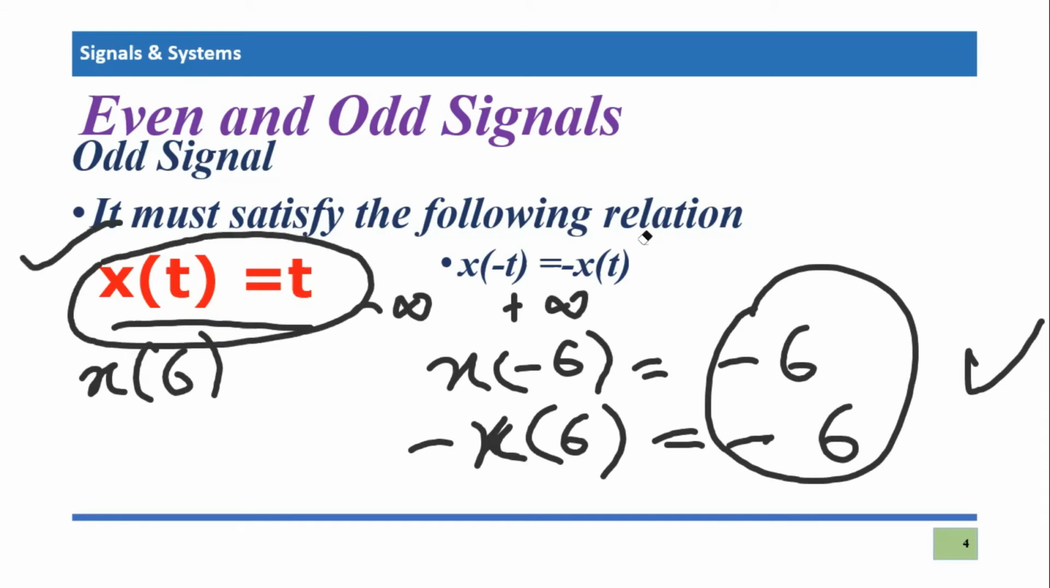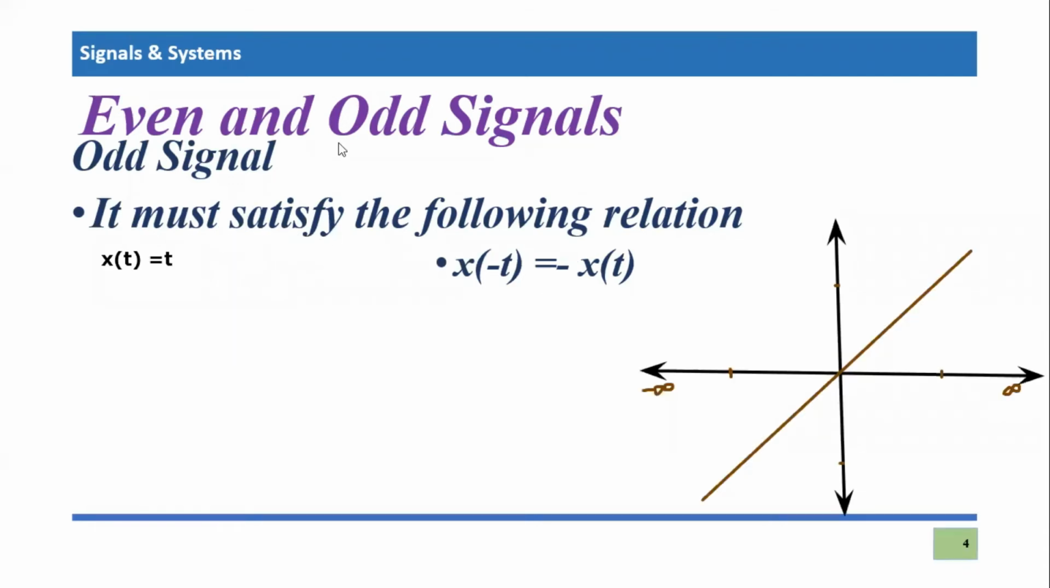I'm going to show you the graphical relationship of this signal as well. So I'm going to plot this signal. If I plot the signal, how will it look? So this is the graph of the signal x of t equals t, and one can easily notice that this signal is positively increasing if we go to the positive time domain, and if we go to the negative time domain, it is negatively increasing.